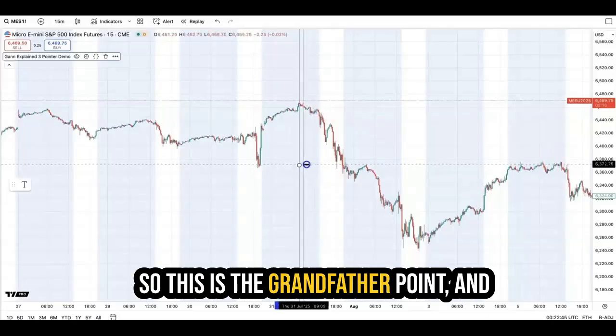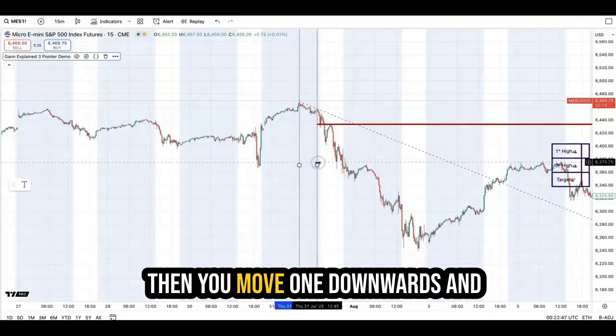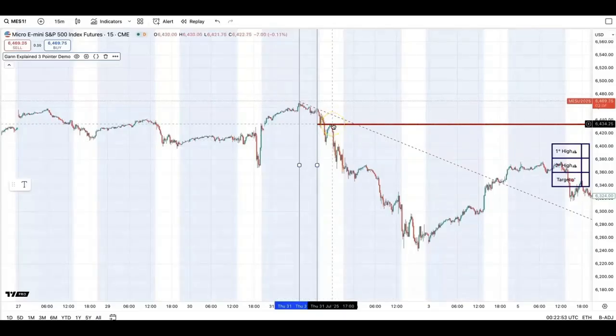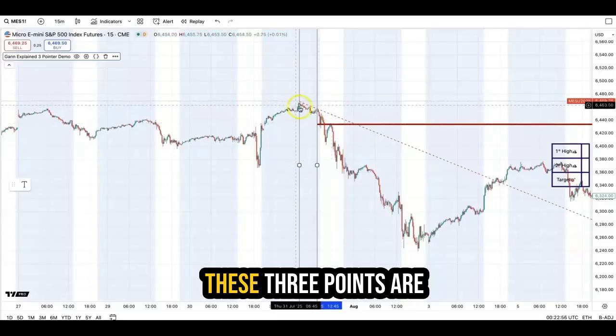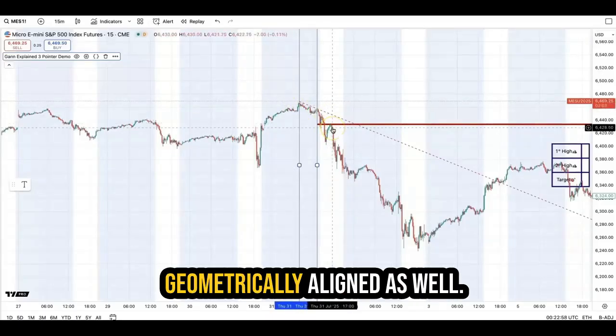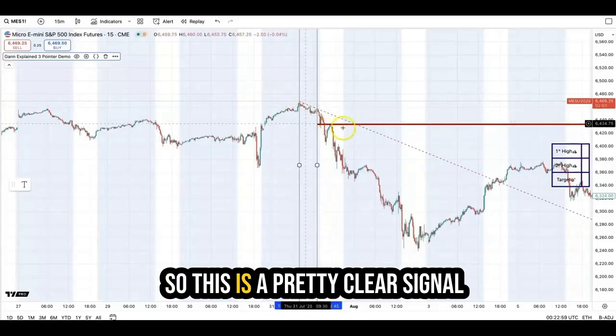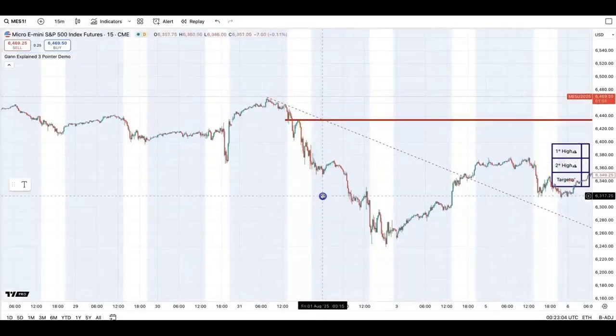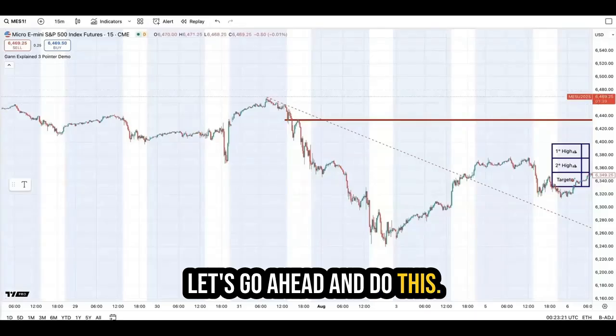So this is the grandfather point, and then you move one downwards, and then you find another point here, which clearly indicates these 3 points are geometrically aligned as well. So this is a pretty clear signal that you can short sell the market. Let's go ahead and do this.